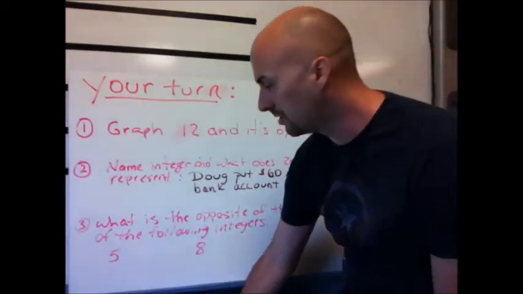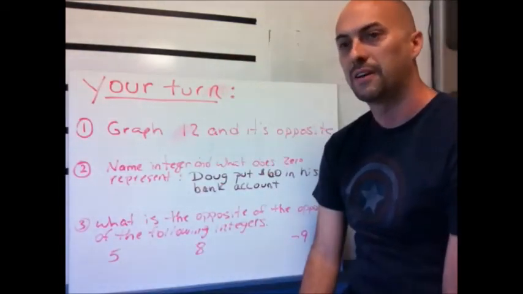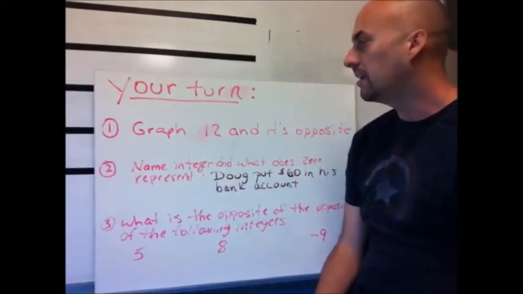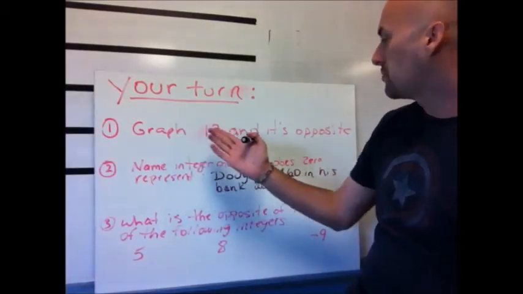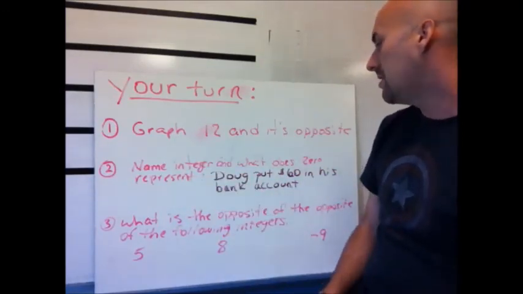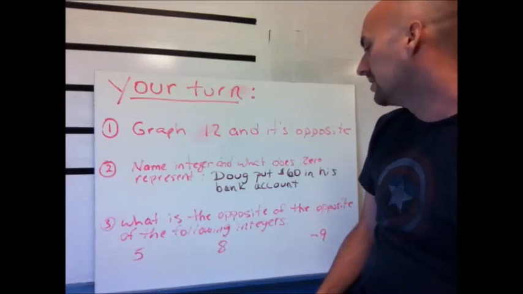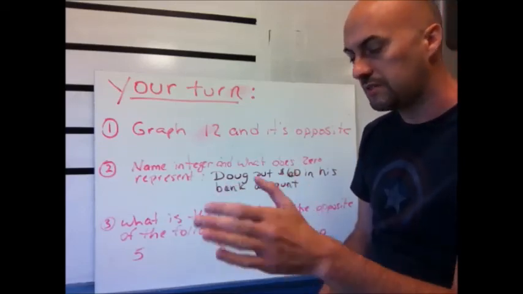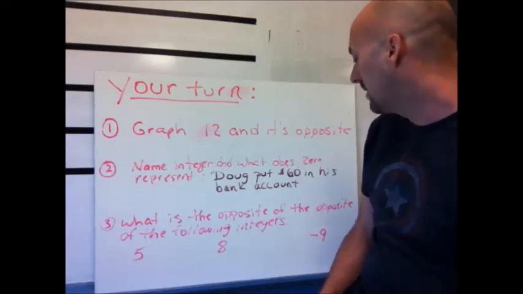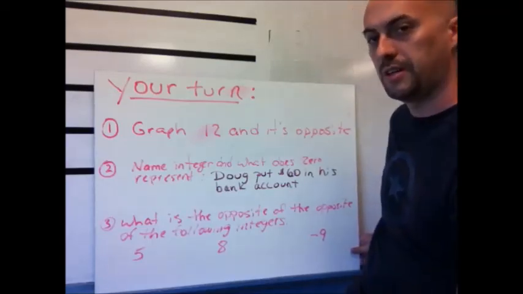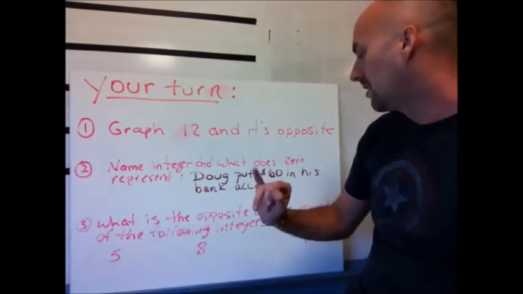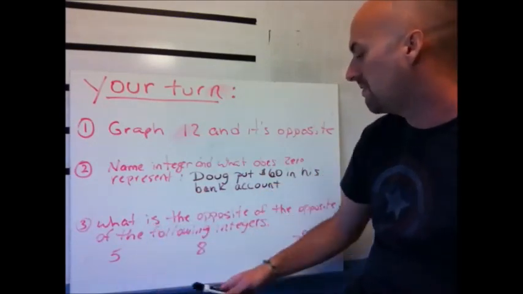All right, your turn. Here's 3 questions for you. Okay, I want you to try these. There we go, now we can see it. Okay, your turn. Number 1, graph 12 and its opposite. Number 2, name the integer and what does 0 represent. So tell me what the integer is, tell me what 0 is. Doug put $60 in his bank account. Okay, look for some clue words there. And then, number 3, what is the opposite of the following integers? And you have 5, 8, and negative 9.